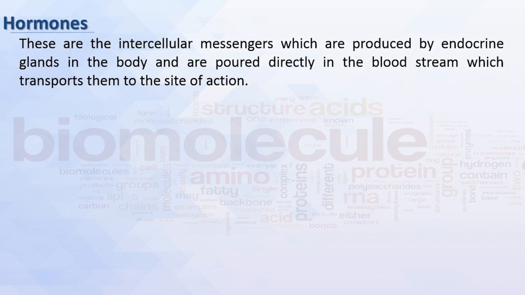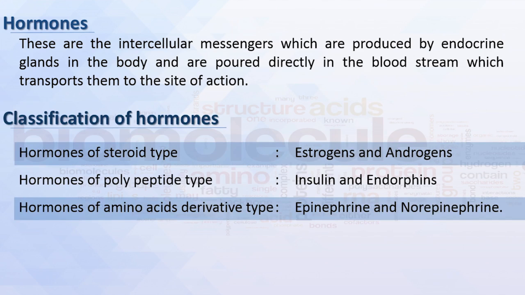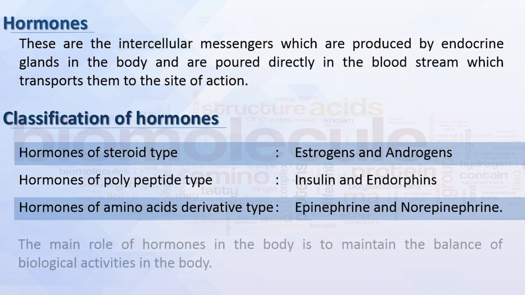Hormones. These are the intercellular messengers which are produced by endocrine glands in the body and are poured directly into the bloodstream, which transports them to the site of action. Classification of hormones. Hormones of steroid type. Example: estrogen and androgen. Hormones of polypeptide type, insulin and endorphins. Hormones of amino acid derivative type, epinephrine and norepinephrine.